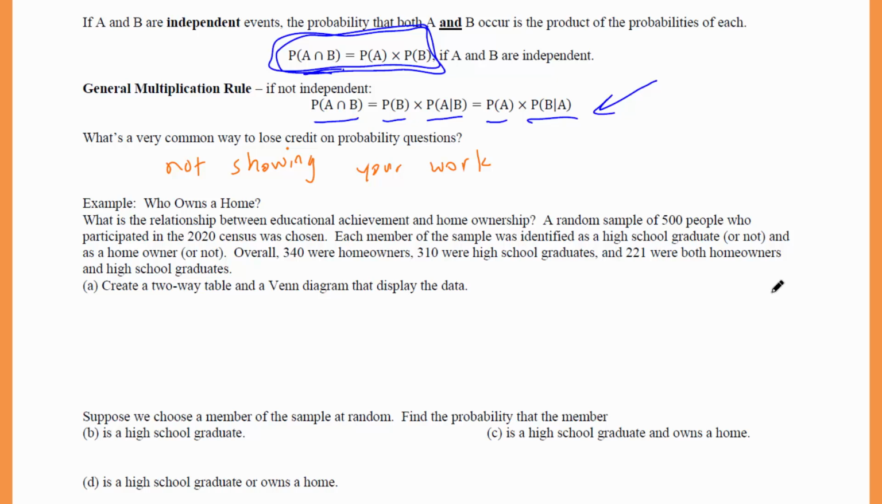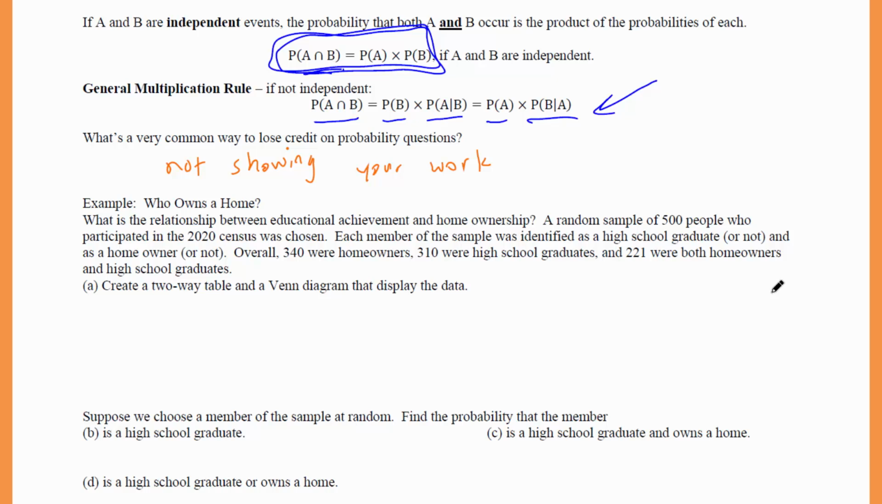What is the relationship between educational achievement and home ownership? A random sample of 500 people who participated in the 2020 census was chosen. Each member of the sample was identified as a high school graduate or not, and as a homeowner or not. Overall, 340 were homeowners, 310 were high school graduates, and 221 were both homeowners and high school graduates. We're going to create a two-way table and a Venn diagram that displays this data.